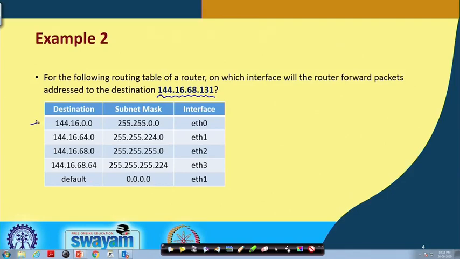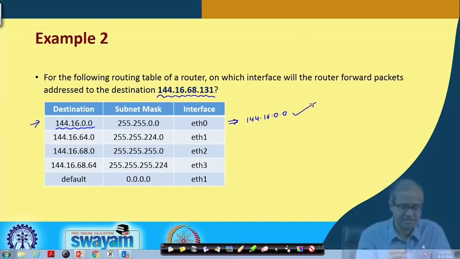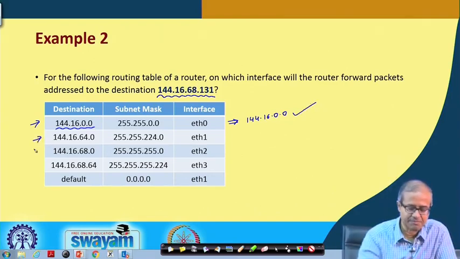Let us take the first one. The subnet mask is 255.255.0.0, the last 2 bytes are all 0. So, the last 2 bytes will become 0. So, after this bit by bit ANDing, you will be getting 144.16.0.0, which is actually matching with this. So, for the first one, you will be getting a match.